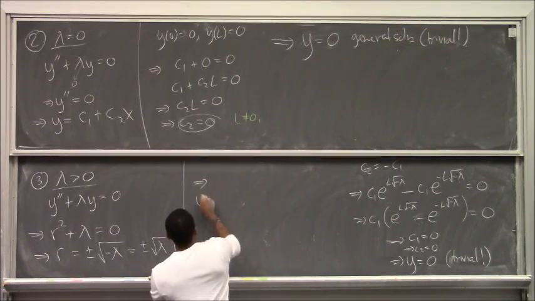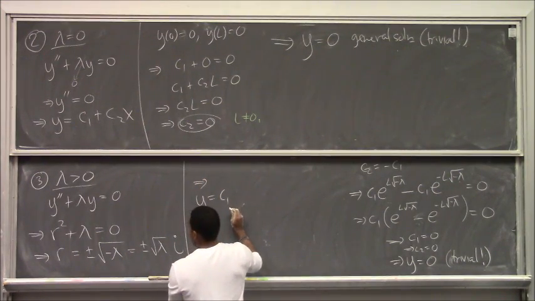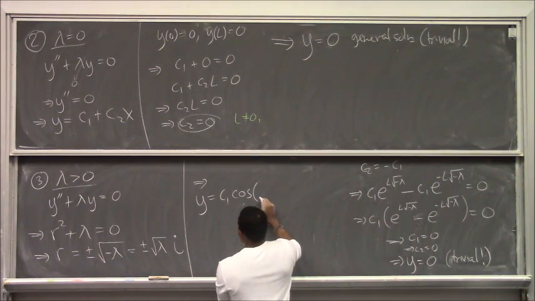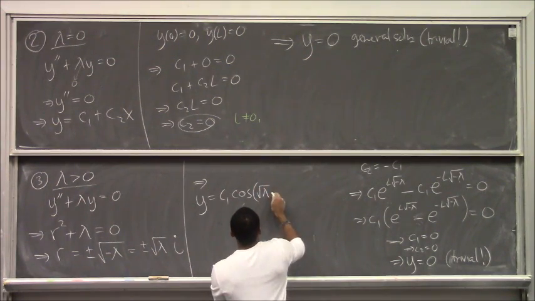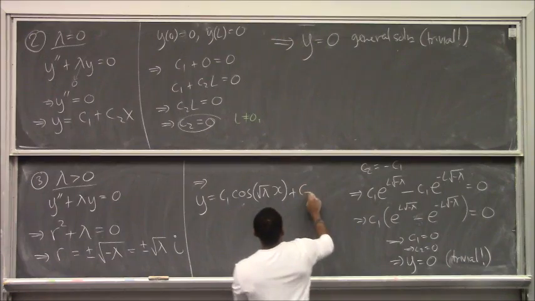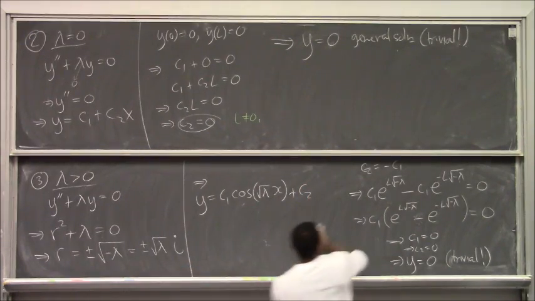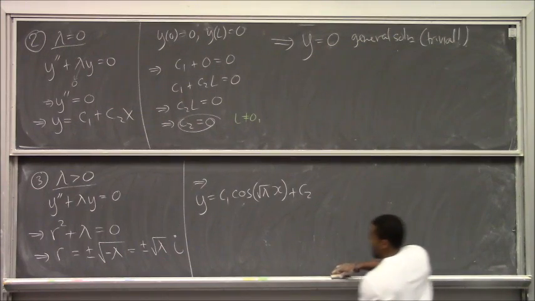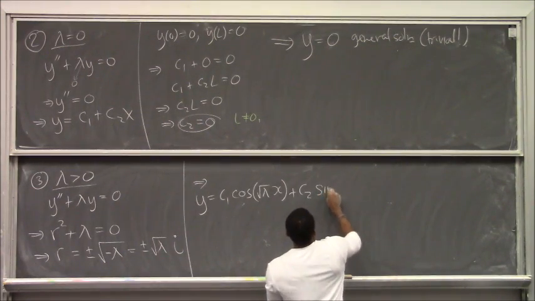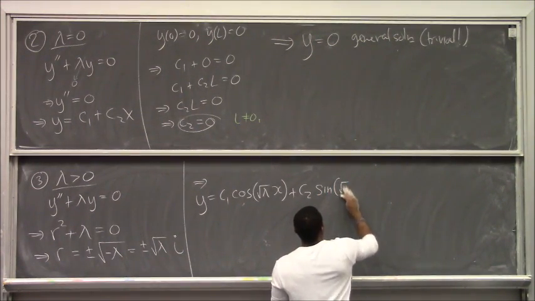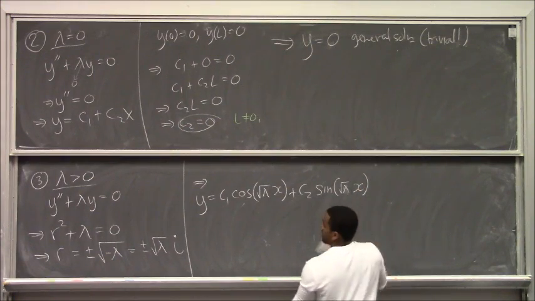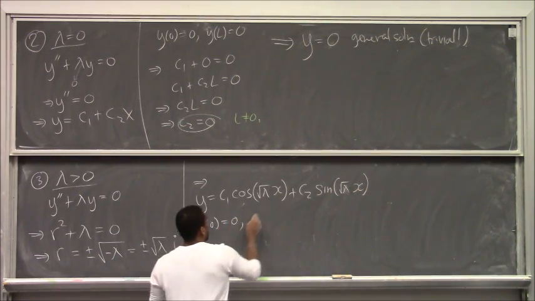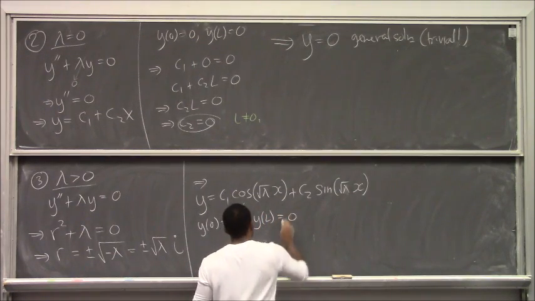This means your y is going to be C1 cosine of the square root of lambda times x, plus C2 sine of the square root of lambda times x. Now let's plug in our initial conditions. y of 0 equals 0, y of L equals 0.